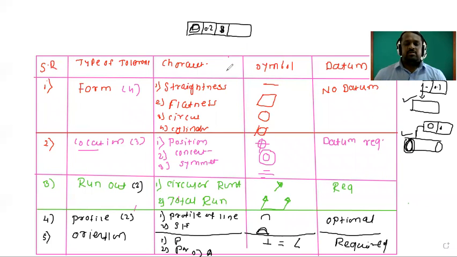Okay, we have covered the dimension tolerance, the geometrical tolerance, and surface roughness symbols also. So it is necessary to take once again the surface roughness symbol.